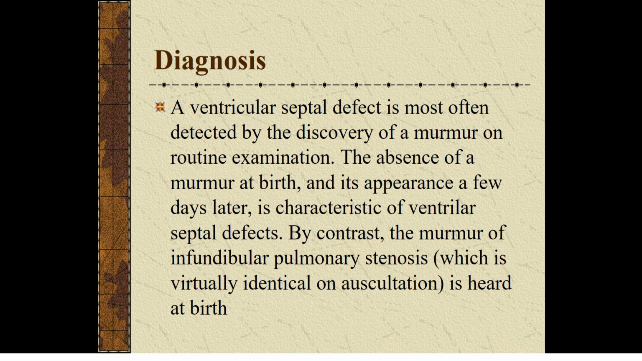Diagnosis. A ventricular septal defect is most often detected by the discovery of a murmur on routine examination. The absence of a murmur at birth and its appearance a few days later is characteristic of ventricular septal defects. By contrast, the murmur of infundibular pulmonary stenosis, which is virtually identical on auscultation, is heard at birth.